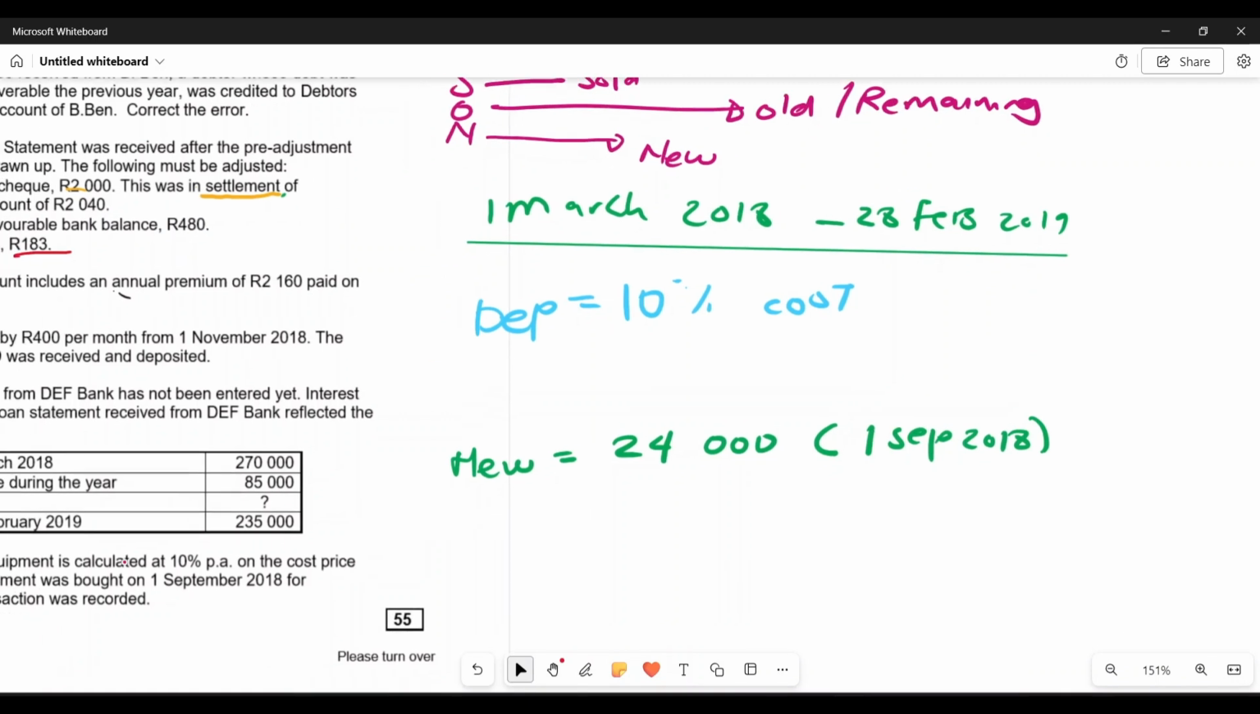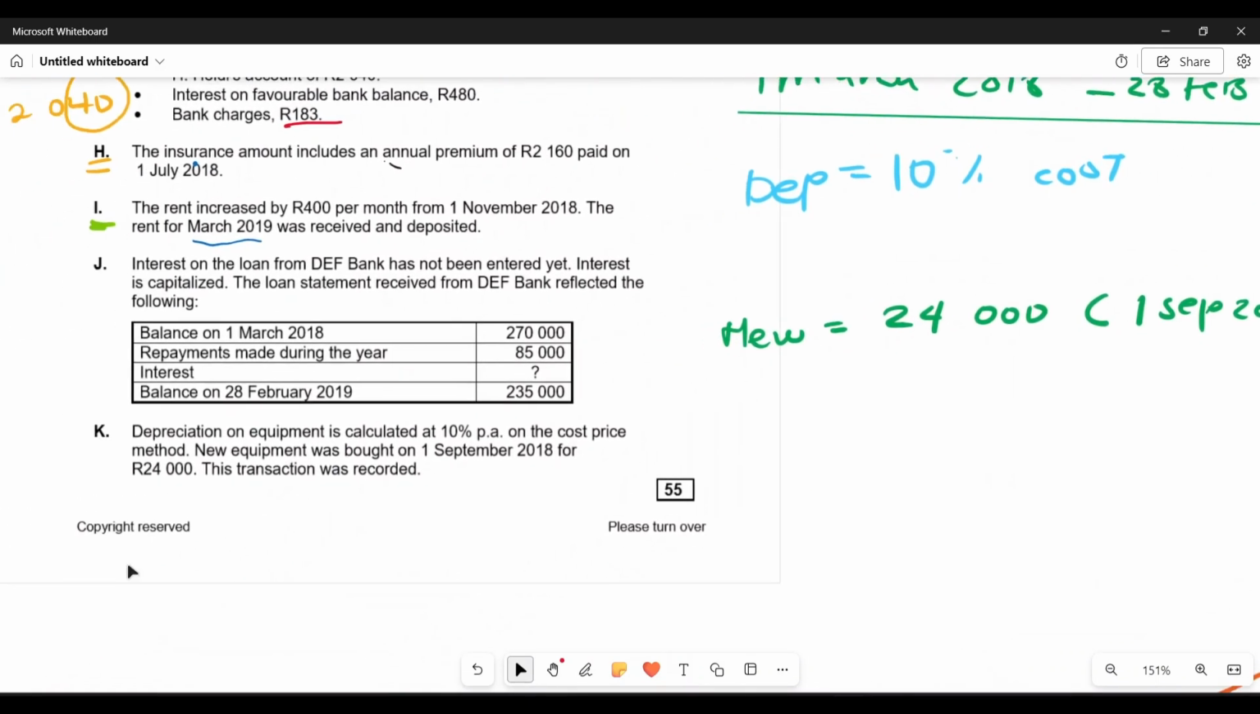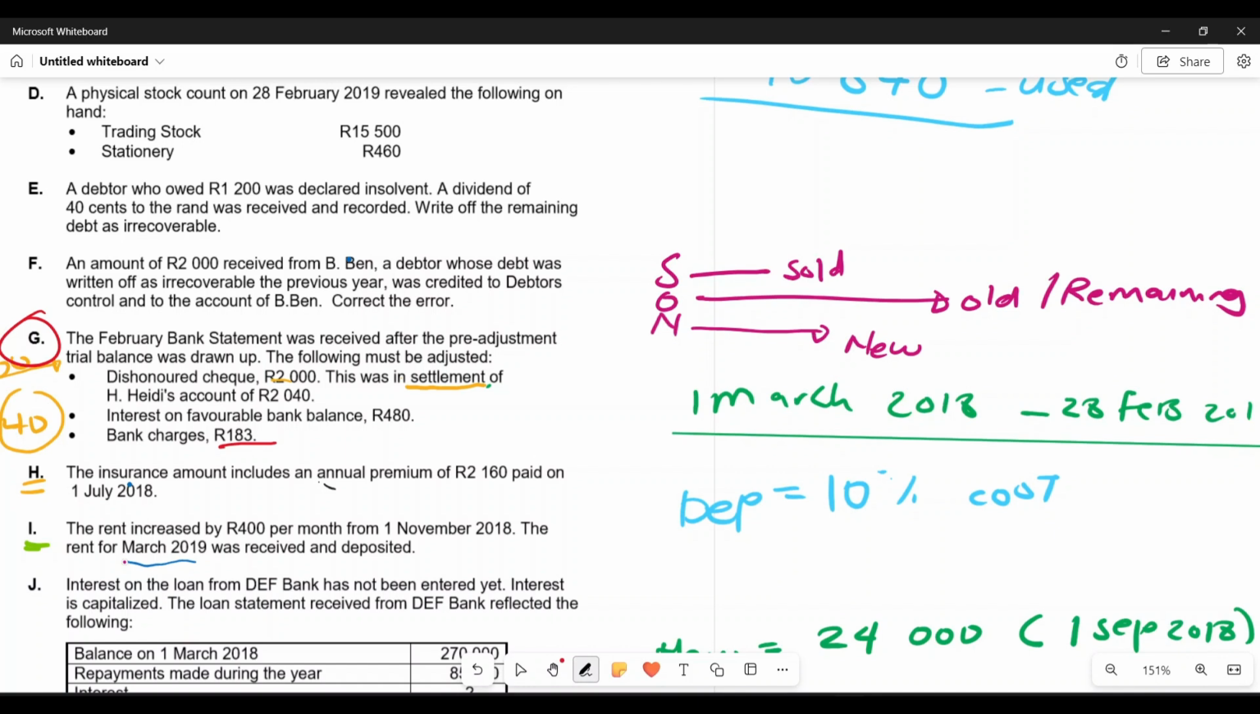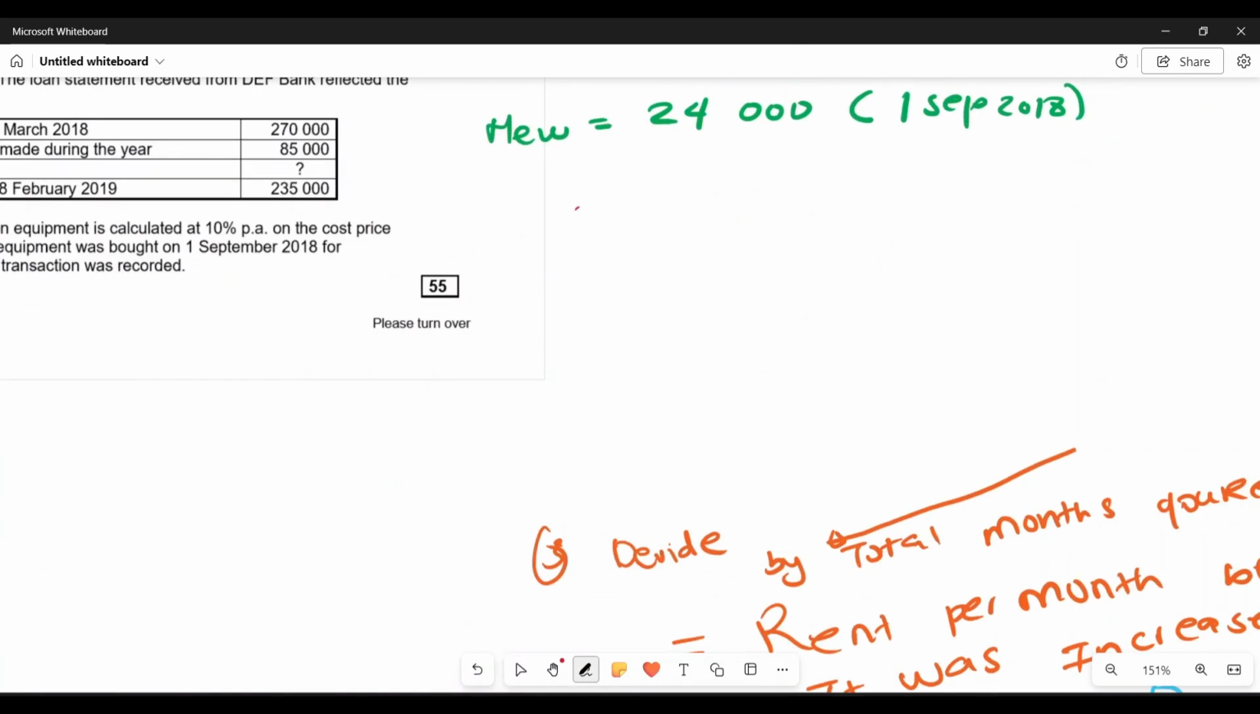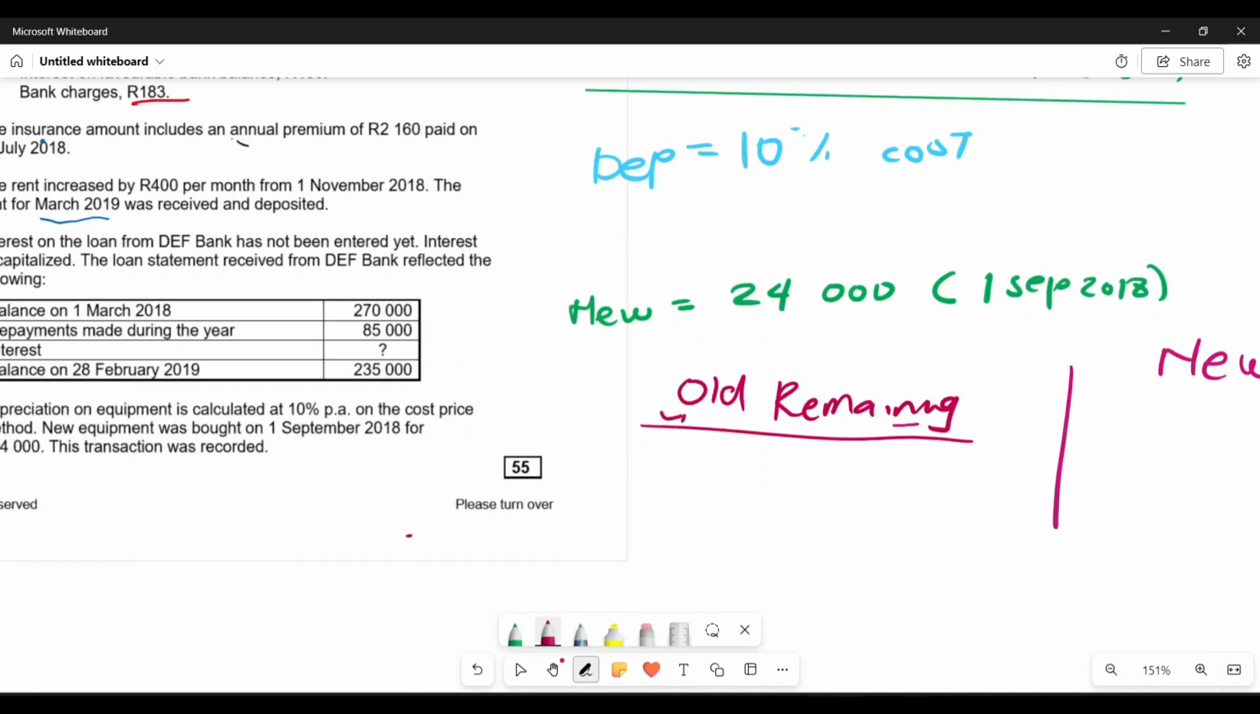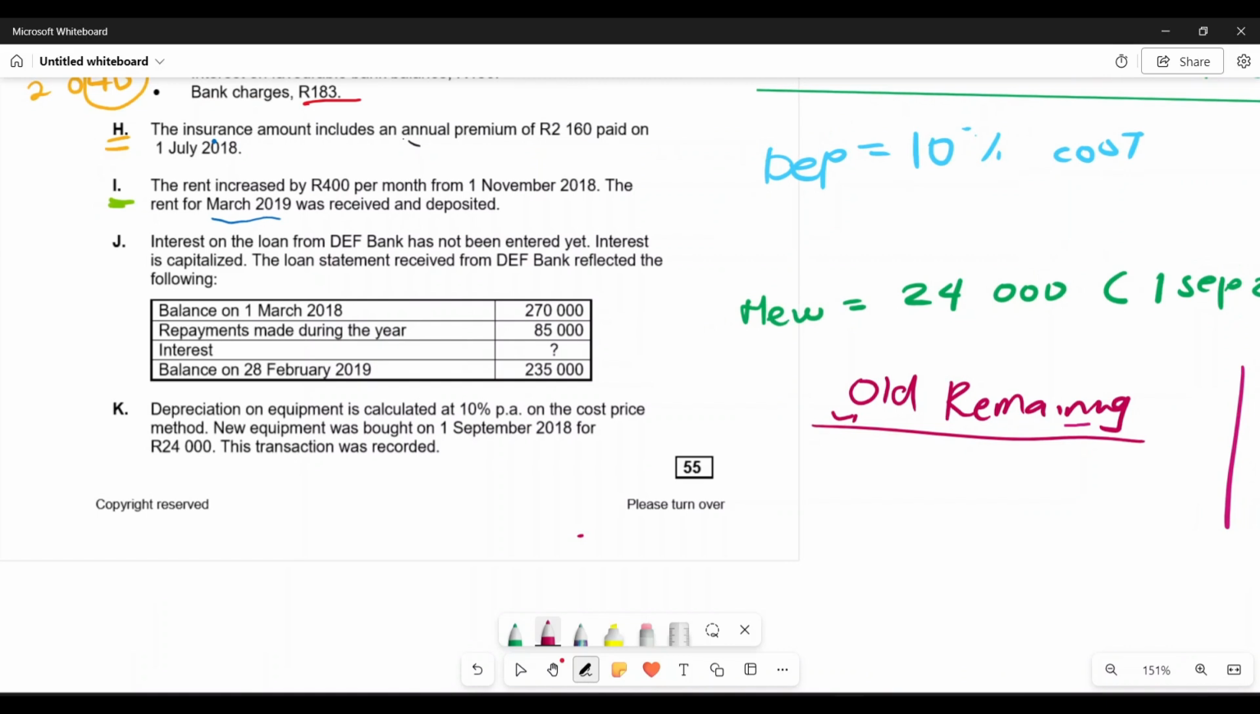Here in the information, they didn't tell us anything about equipment being sold, right? So automatically I know that with regards to my sold, there wasn't any equipment sold because they didn't specify, meaning that I will need to recognize depreciation for my old as well as my new. Starting off with my old or remaining, on this side I'm going to do my workings. Where would you get information relating to your old or remaining fixed asset? In this instance, your equipment, I get it from the balances.